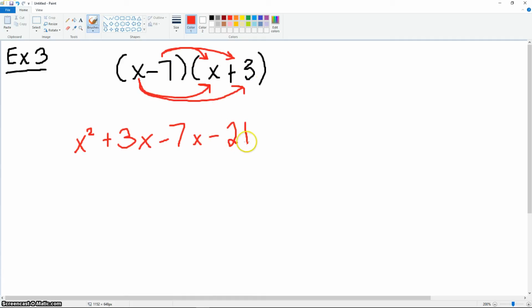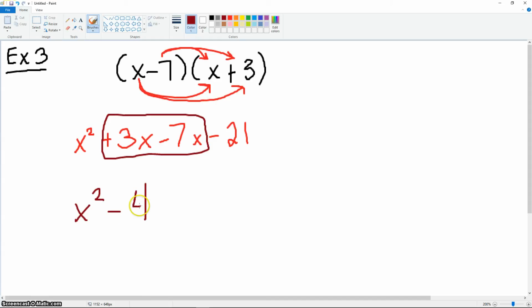I don't know if you've noticed, but this is basically you multiplying. And then from here, you traditionally would combine like terms. The only like terms that combine are these two in between. So you have x squared, and then a 3x minus a 7x is a negative 4x, and then the rest, minus 21.